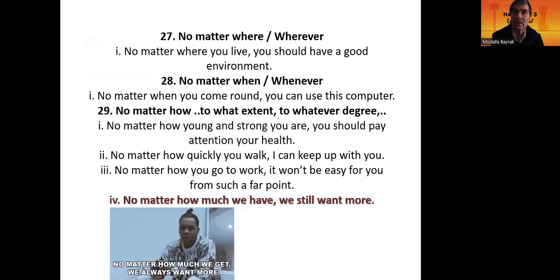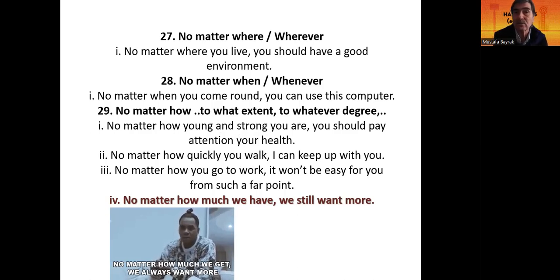Now, no matter where, these are really practical. I really advise you to use them in at least 10 sentences. No matter where, or wherever. For example, where you live, you should have a good environment. Or isn't it better saying it like this: wherever you live, you should have a good environment. I think this is much more influential or effective. No matter where you live, you should have a good environment.